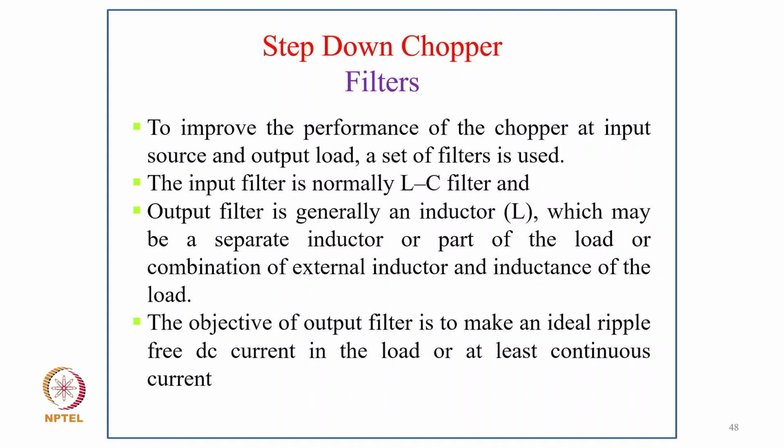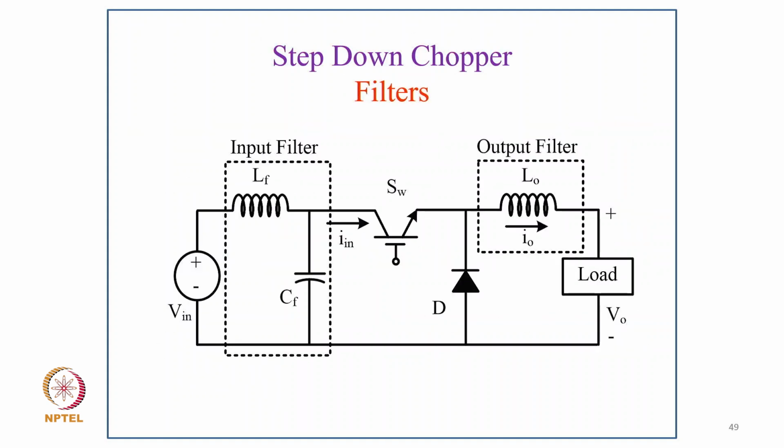To improve the performance of the chopper at the input source and output load, a set of filters is used. The input filter is normally an LC filter, and the output filter is generally an inductor, which may be a separate inductor or part of the load, or a combination of an external inductor and the inductance of the load. And the objective of the output filter is to make an ideal ripple free DC current in the load, or at least continuous current.